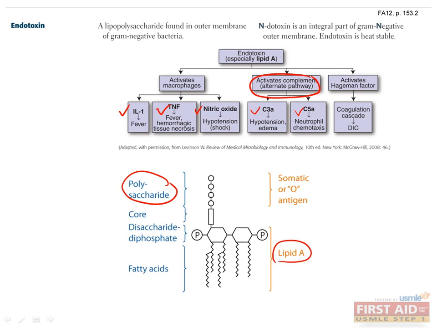Finally, endotoxin is capable of activating Hageman factor, also known as factor 12a, which initiates a coagulation cascade and DIC, or disseminated intravascular coagulation. DIC is covered in the hematology section, and you should remember that it occurs when coagulation factors are consumed as small clots are made throughout the body. This consumes platelets and coagulation factors, so that the body cannot properly clot as it normally does. This leads to abnormal bleeding throughout the body.